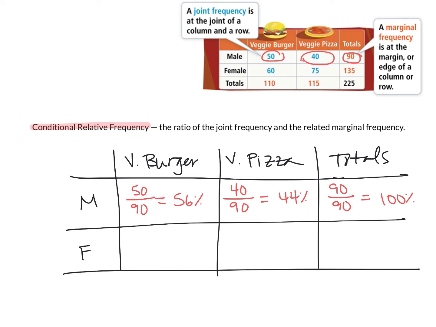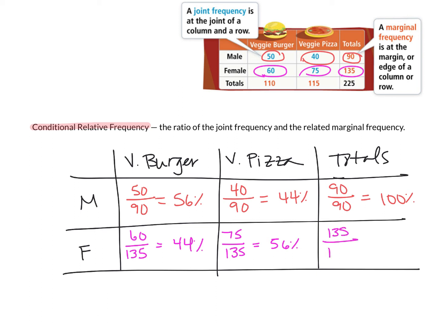Okay, so our females, we had 60 females choose a veggie burger out of how many total females were there? 135. We divide that out, we get 44%. We had 75 choose the pizza out of the total 135 females, and we get 56%. And then 60 plus 75 gives us 135 females choosing either veggie burger or pizza out of 135 total females, so 100%.